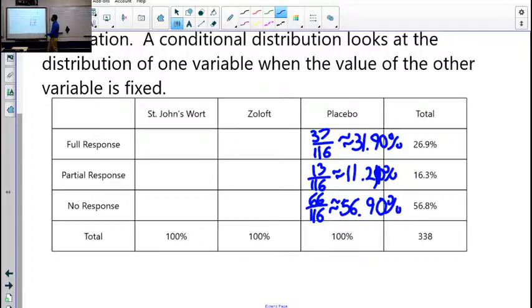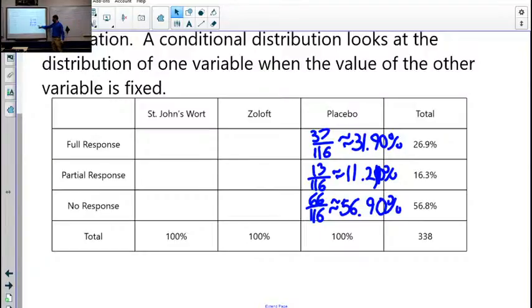With a little bit of rounding error, if you add those three up, they should add to about 100%. So out of the ones that took the placebo, and we can just focus in on the placebo data, we can see that we have about 56%, 11%, 31%.